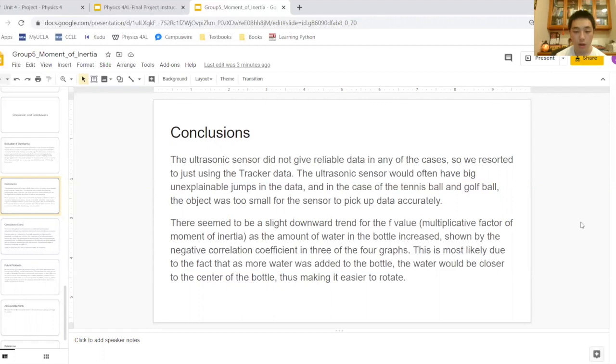And for our first experiment, the water bottle experiment, we found that there was a slight downward trend for the F value as the amount of water in the bottle increased. And this matched with our hypothesis, and we explained this as the water in the water bottle increased, the water would be closer to the center of the bottle, and thus the bottle could rotate more easily.